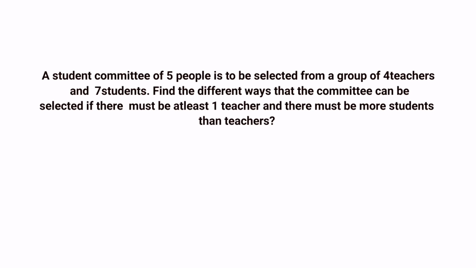And the condition is there must be at least 1 teacher and the number of students must be more than the teachers. In this question, it is said that a committee must be formed which consists of 5 people. There must be at least 1 teacher and the number of students must be more than the teachers. So, what are the possible combinations for these students and teachers?